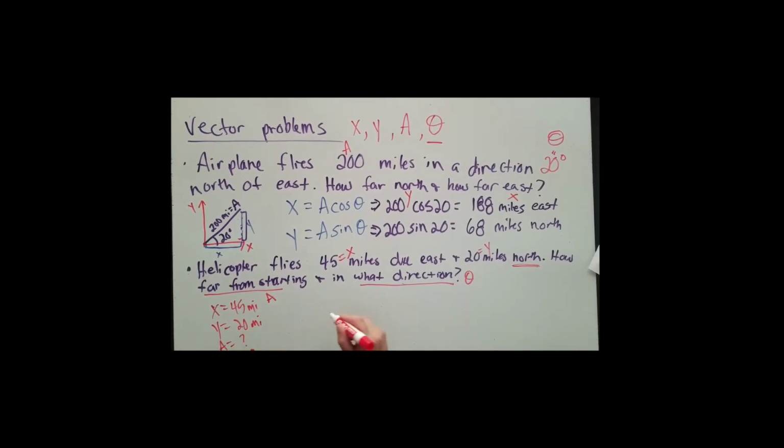So this time I'm going to pick the equations where a is equal to and where theta is equal to. For a, we're taking x squared plus y squared, the square root of that. For theta, we're going to do inverse tangent, and then it's y over x. So let's plug in. I'm going to take the square root of my x, which is 45, so 45 squared plus 20 squared. For my theta, I'm going to do the inverse tangent button on my calculator, and then I'm going to enter my y first, so 20, and then divide it by 45.